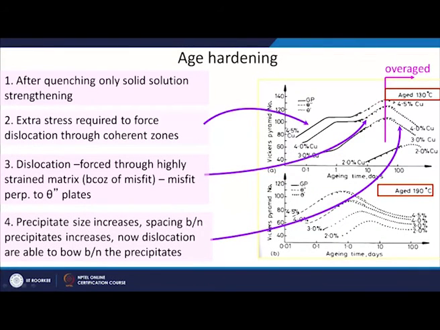Then the precipitate size increases, the spacing between precipitates increases, and now dislocations are able to bow between the precipitates. That is the stage when it started coming down. My size has increased and my interparticle distance has also increased. So now the dislocation can move by bowing between the precipitates. We will see all these mechanisms in the later slides. So these are the different interactions between the dislocation and the precipitate during the aging process.